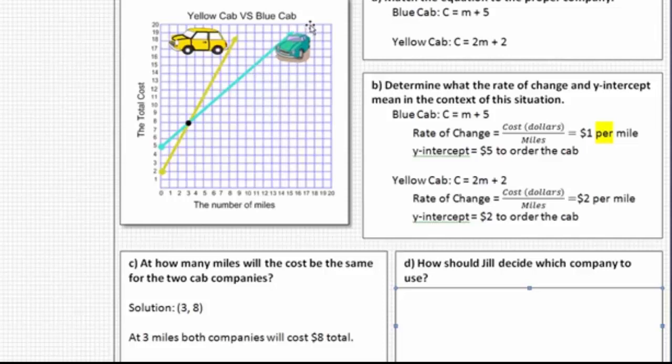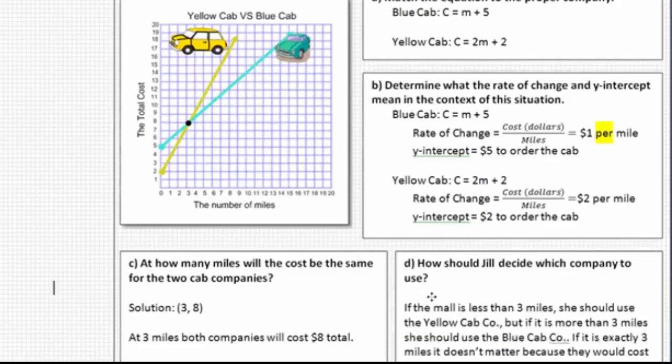But after 3 miles, if that outlet mall is 4 or 5 or 10 or 20 miles away from her house, the blue cab is going to be the better deal because although it costs more to order it, they only charge $1 per mile. So after 3 miles, the blue cab becomes a better deal because they are cheaper.